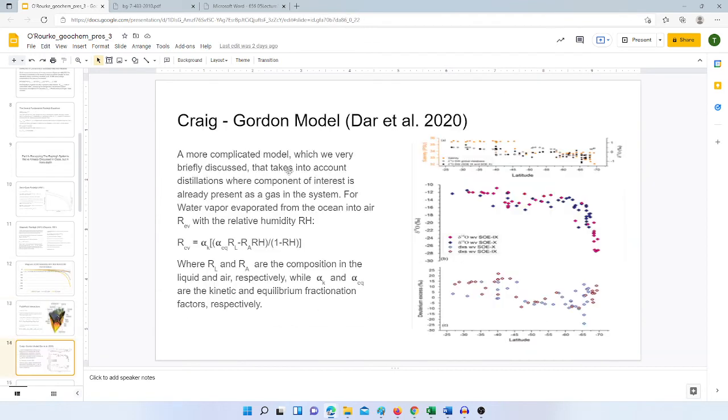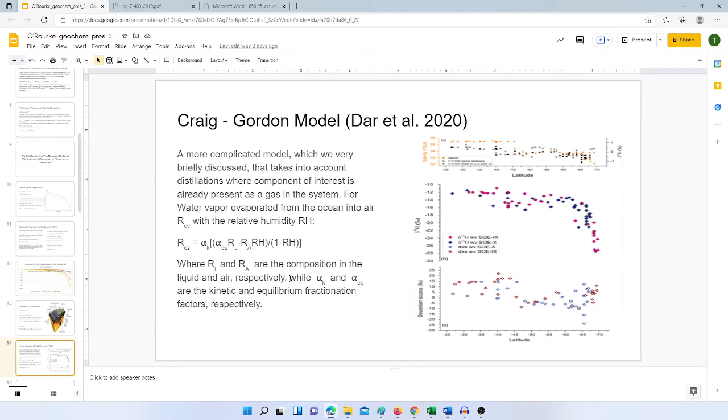So I just want to talk briefly about this, which we talked about incredibly briefly in class, which is the Craig-Gordon model. And this is a more complicated model that assumes that there's some of the components of interest already in the system. So that there's already some water or ethanol gas in the still before we start distilling. Or in this case, relative humidity in the air versus water that's being evaporated off the ocean. So we can account for some water already being in the air using this model.